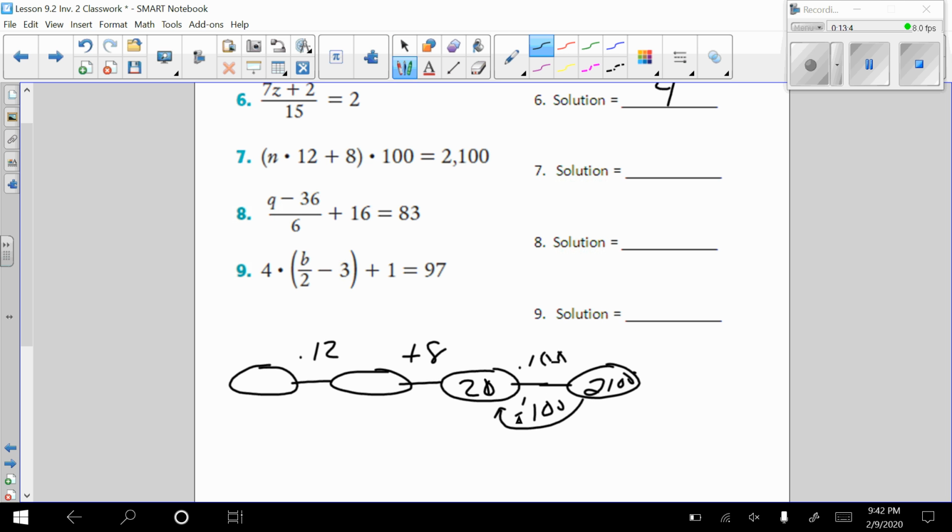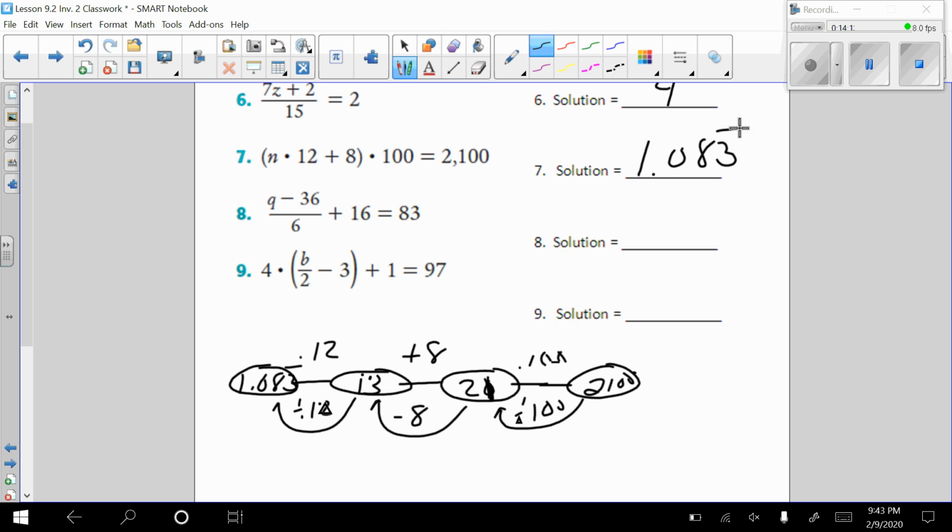The opposite, oops, 21, sorry. The opposite of add 8 is subtract 8. When I subtract 8 from that problem, I get down to 13. The opposite of times 12 is dividing by 12. Now in this case, I'm going to get 1.083 repeating. Go ahead and check your answer, see if you're correct.